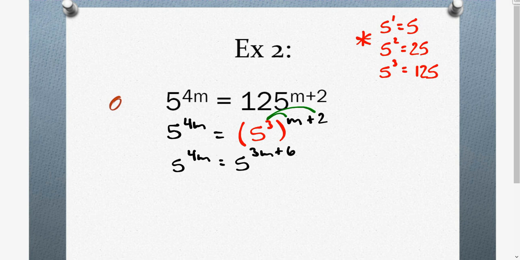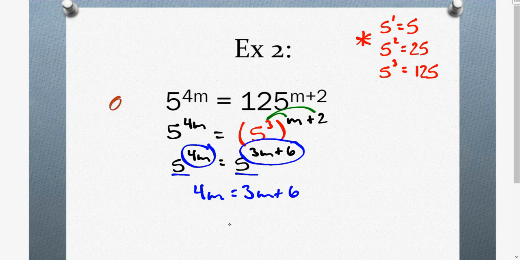So now, do I have the exact same base? I sure do. So I can just take those two exponents and set the exponents to be equal to each other. So 4m will equal 3m plus 6, and baby math, take 3m away from each side, and we get m equals 6. Okay, and if you wanted to go through and check that, could you do it?